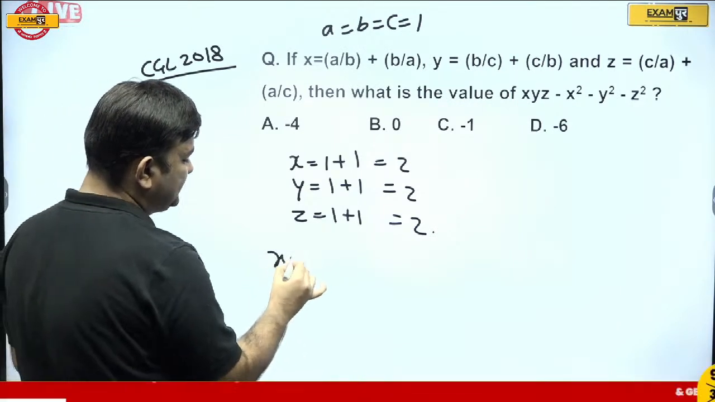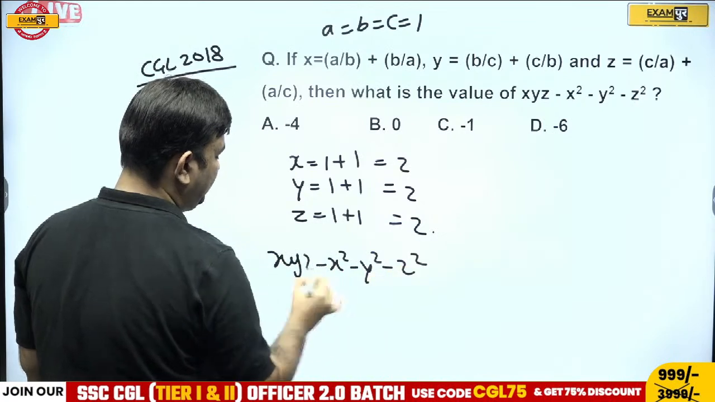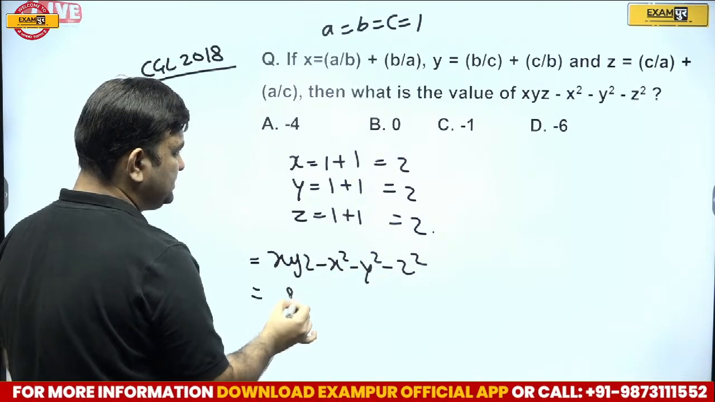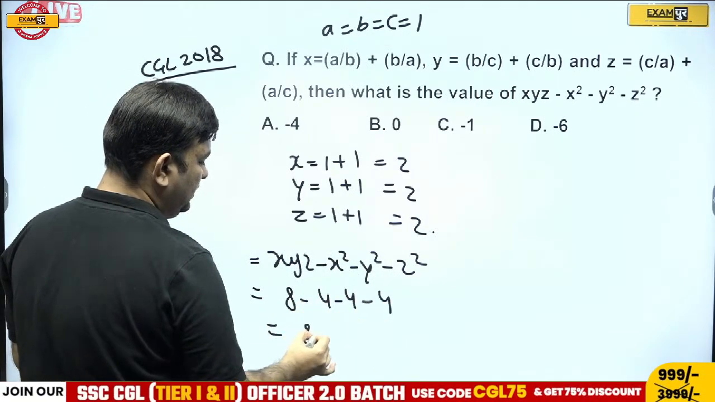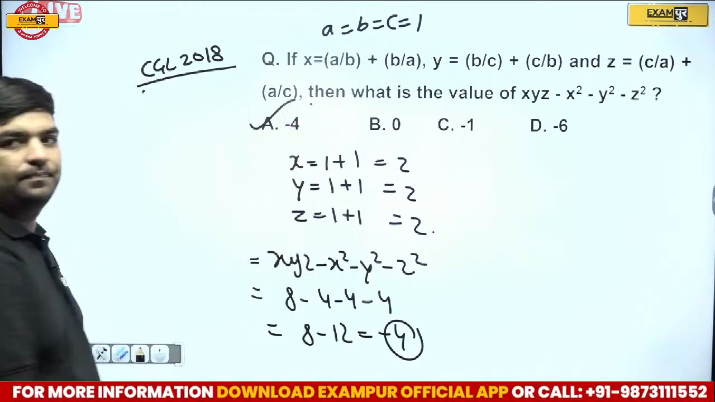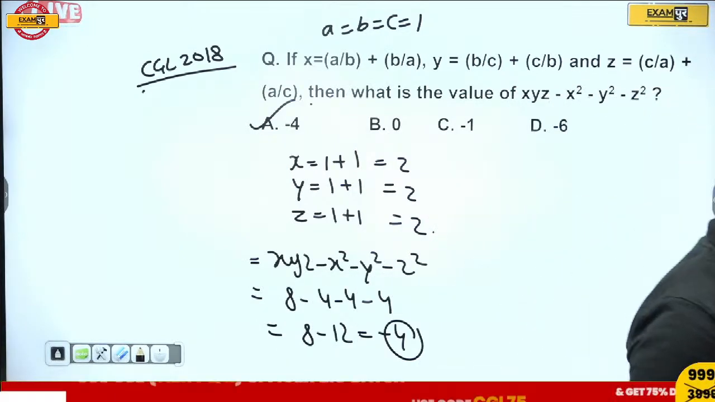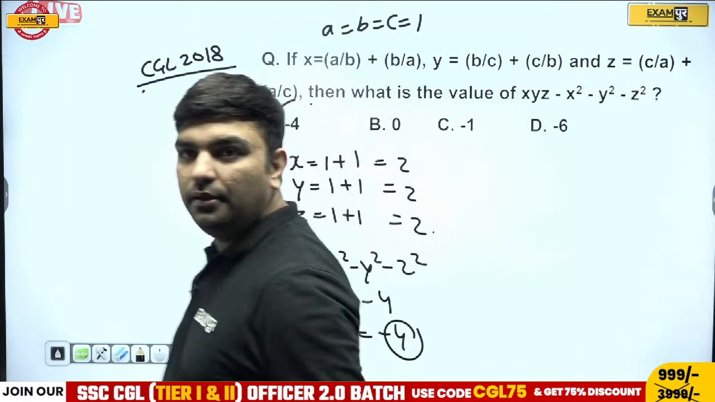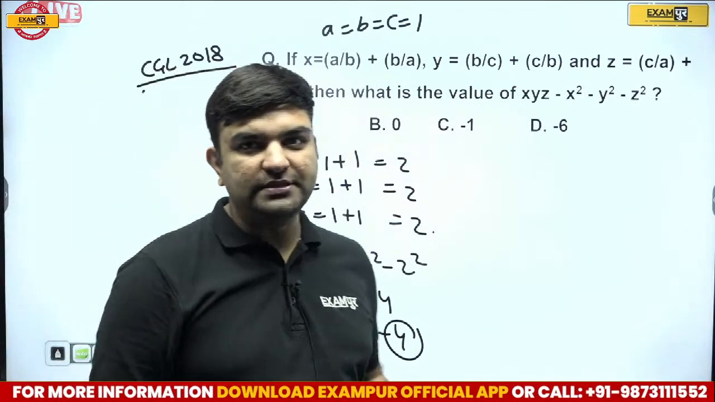What is the value of XYZ minus X square minus Y square minus Z square? XYZ is 2 into 2 into 2, that is 8, minus 4 minus 4 minus 4. 8 minus 12 is minus 4. Minus 4 is the ultimate answer. Perfect.